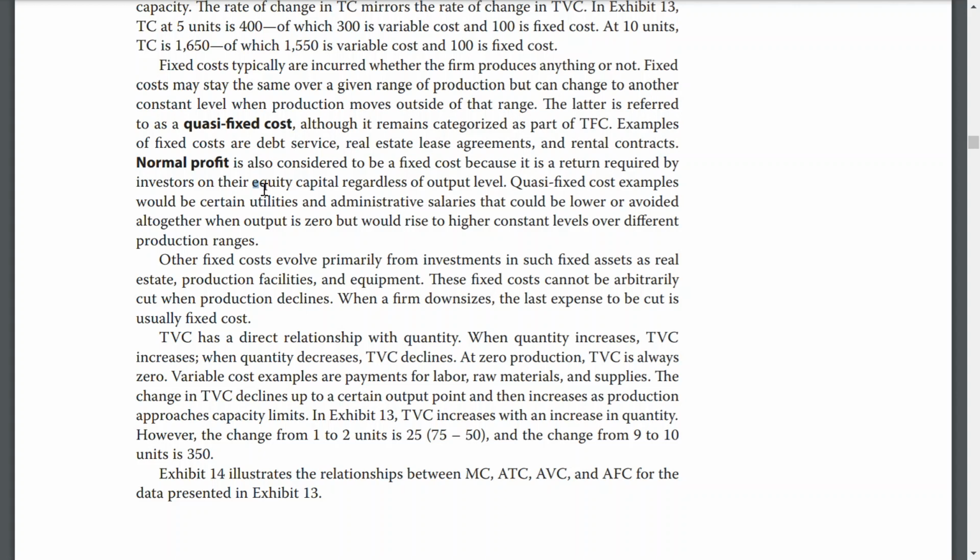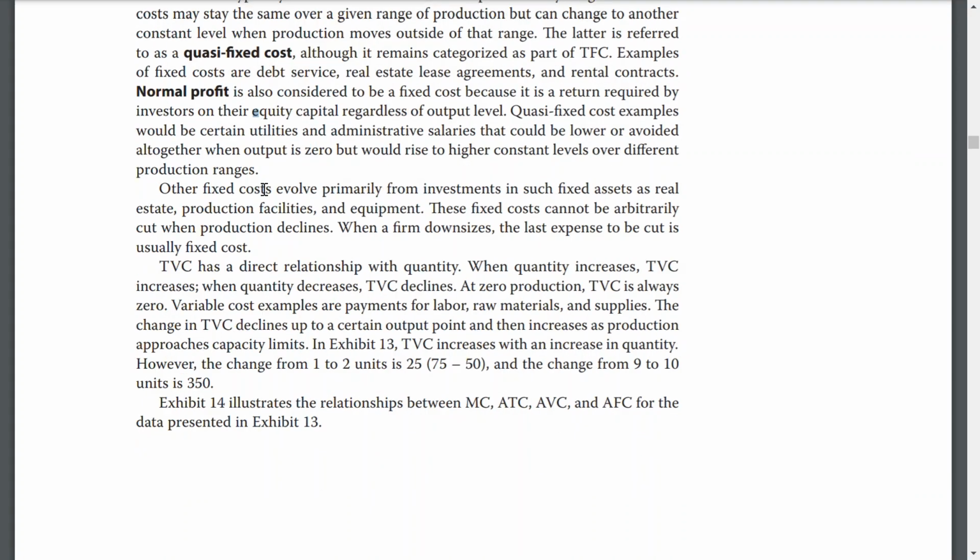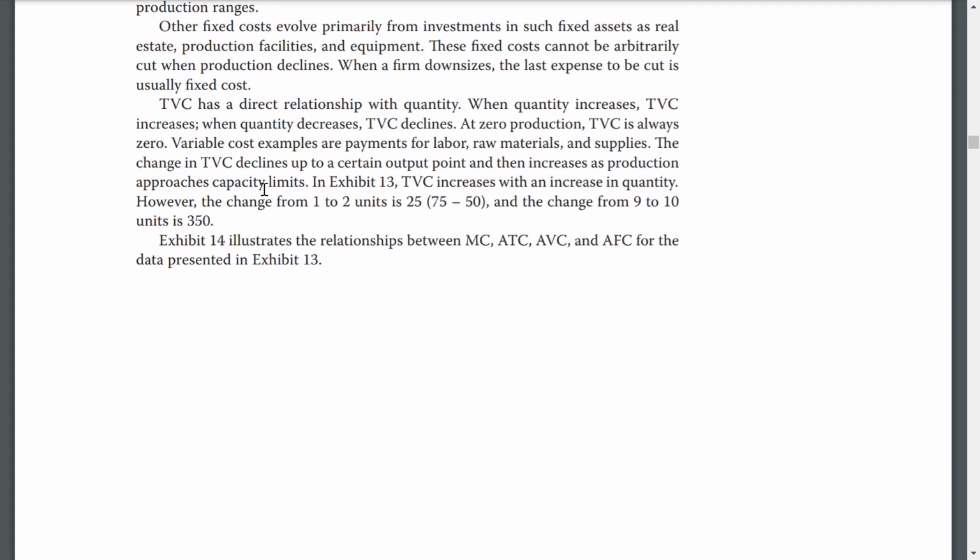Total variable cost has a direct relationship with quantity. When quantity increases, total variable cost increases. When quantity decreases, total variable cost declines. At 0 production, total variable cost is always 0. Variable cost examples are payments for labor, raw material, and supplies. These changes in total variable cost decline up to certain output points and then increase as production approaches a capacity limit. In example 13, total variable cost increases with an increase in quantity.